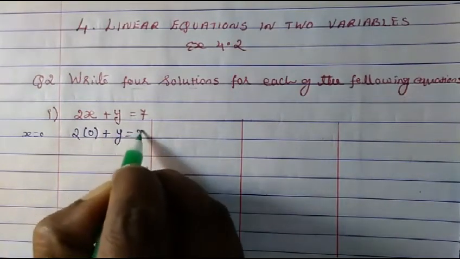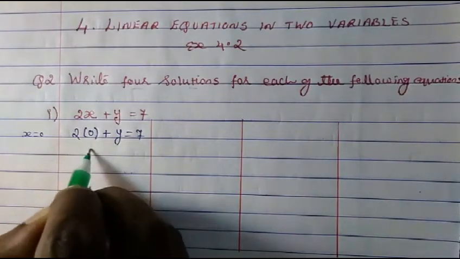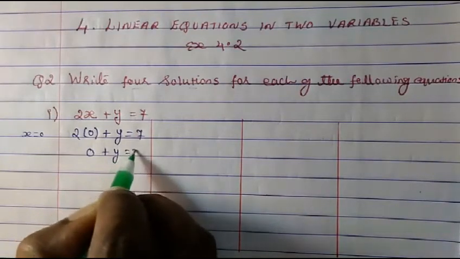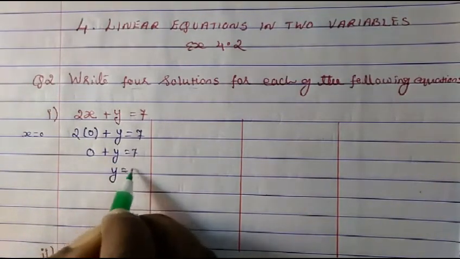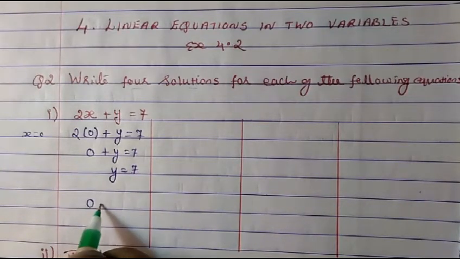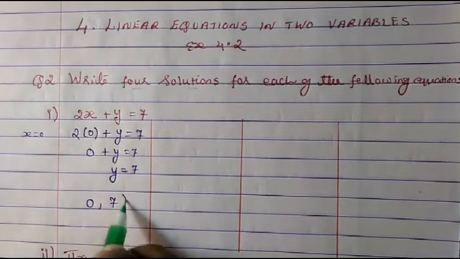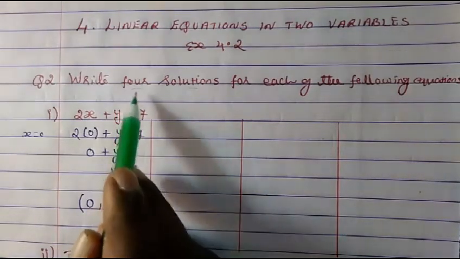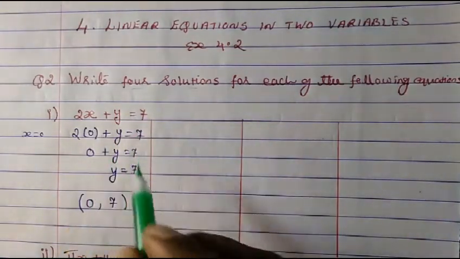Then y equal to 7. 2 into 0 will give 0. y equal to 7. So y value I get 7. So that means my solution is what? First solution, that is, x value was 0, y value is 7. So this is one solution. We have to find out 4 solutions. Likewise we have to do it.